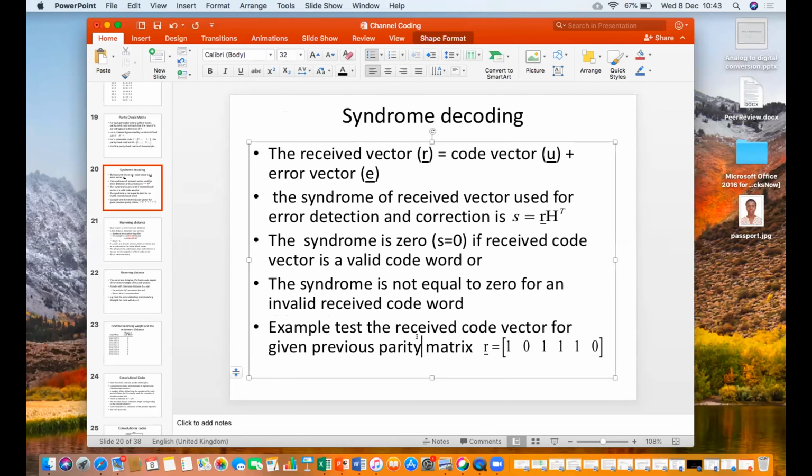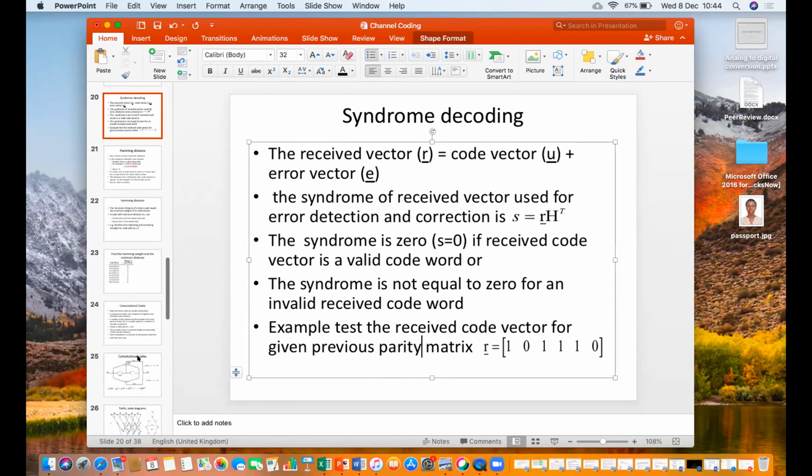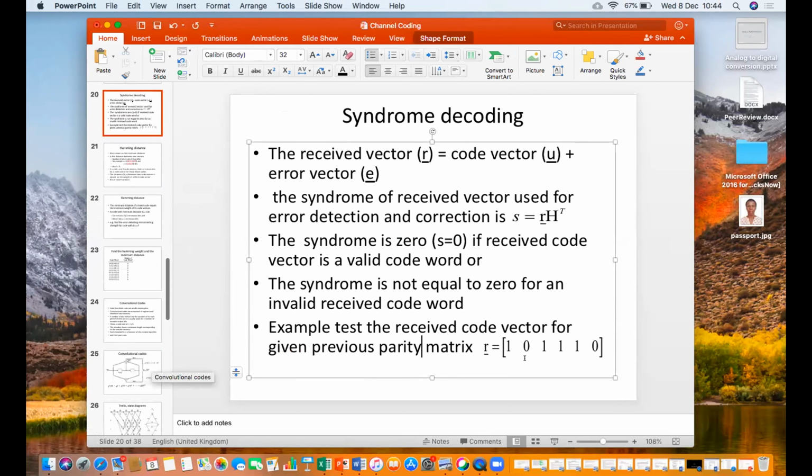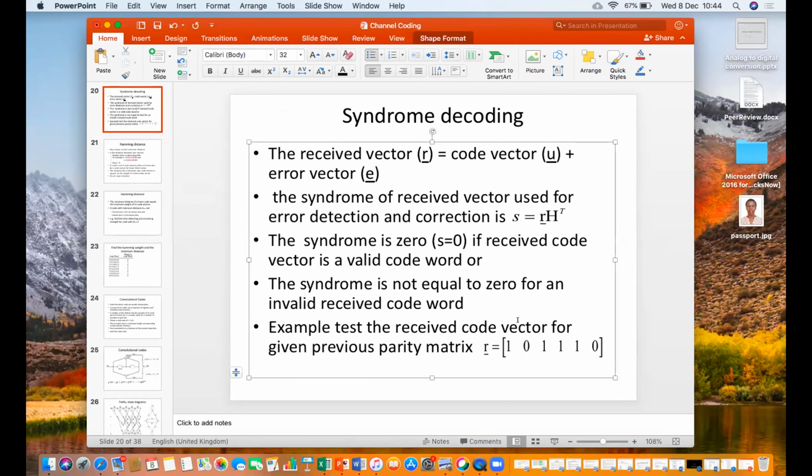If this is the code word you have received, write it down. Can you go and find the syndrome? Let's go back and find the syndrome. Now, I want to stop here for this one, but I want us to go through this example.